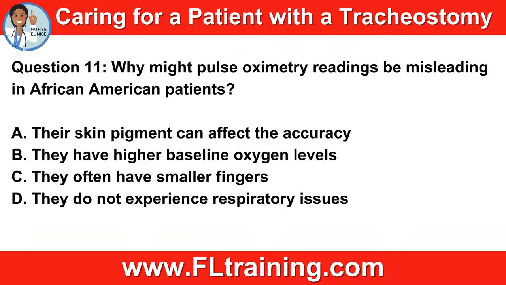Question number 11. Why might pulse oximetry readings be misleading in African American patients? Is it A, their skin pigment may affect the accuracy? B, they have higher baseline oxygen levels? C, they often have smaller fingers? Or D, they do not experience respiratory issues?